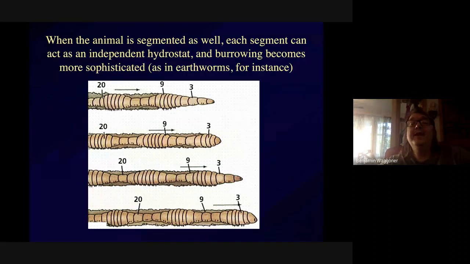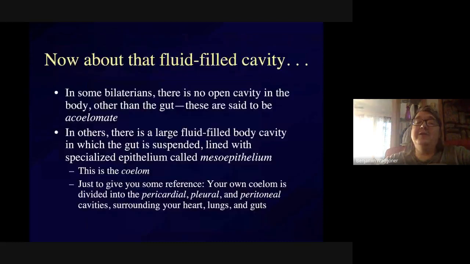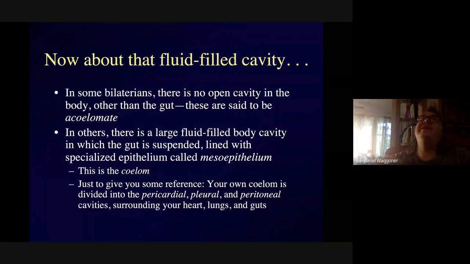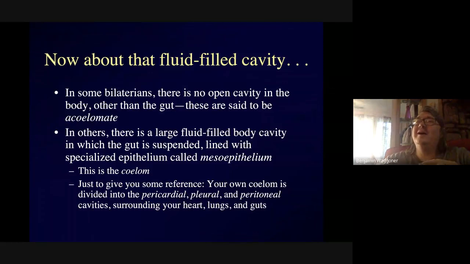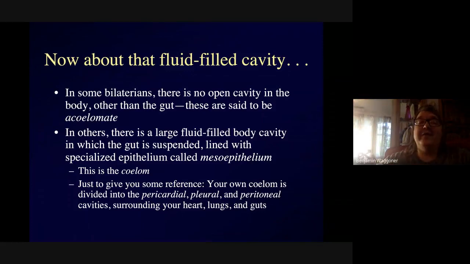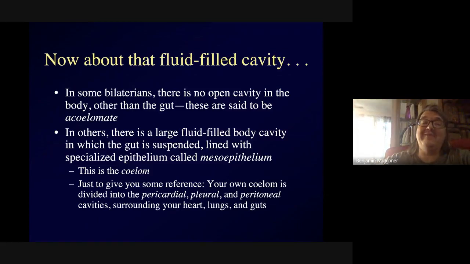Okay. In some bilaterians, there's no open cavity in the body other than the gut. You see this a lot in some very small bilaterians that aren't big enough to burrow in the first place. And bilaterians like that are said to be acoelomate. A coelom is a fluid-filled body cavity. And if you don't have one, you are acoelomate.